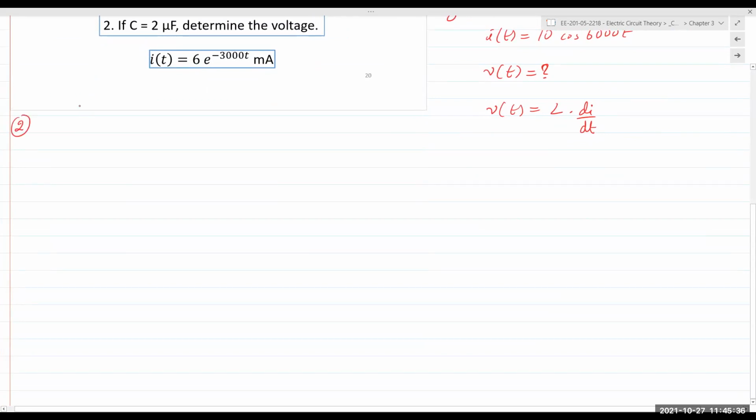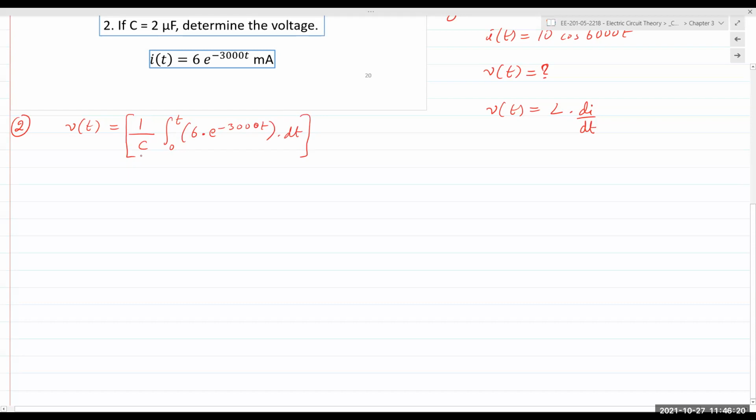In problem 2, we are given a capacitor of 2 microfarads. i(t) is given to us. v(t) obviously is 1 over C integral 0 to t. And this time I'm not going to change the variable. I'll keep the variable as t. Okay. I don't want any unnecessary complications. So it's 6 times e raised to minus 3,000 t dt.